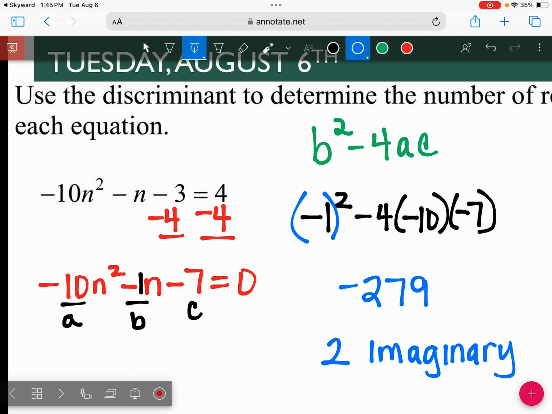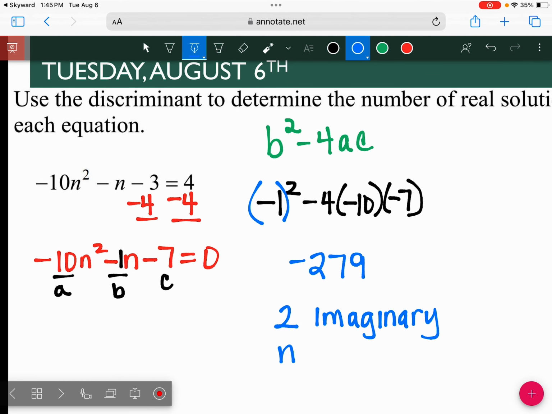solutions. That means that this parabola, we're going to graph a little bit later, but this parabola has no x-intercepts. That's what that's telling me. I have 2 imaginary solutions, no real solution. All right, any questions or comments about that?